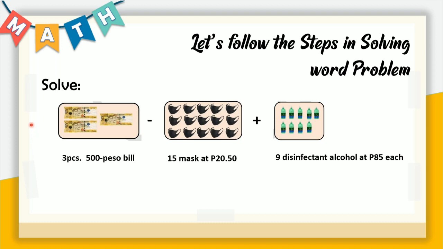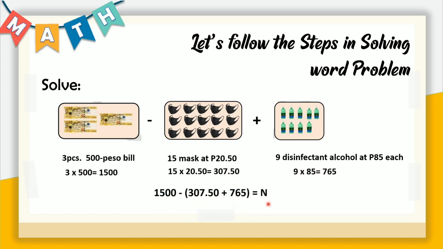Now let's do our solution. 3 pieces of 500 peso bill will make 1,500 pesos. 15 pieces of mask at 20 pesos and 50 cents will cost 307 pesos and 50 cents. 9 pieces of disinfectant alcohol at 85 pesos each will cost 765 pesos.